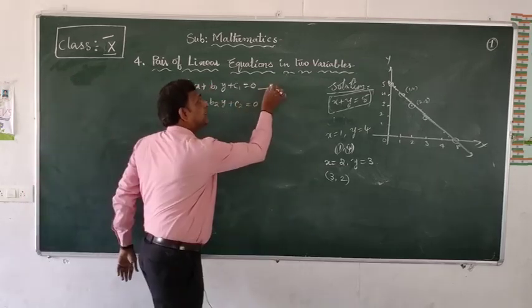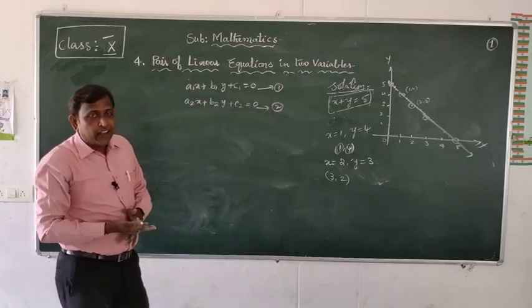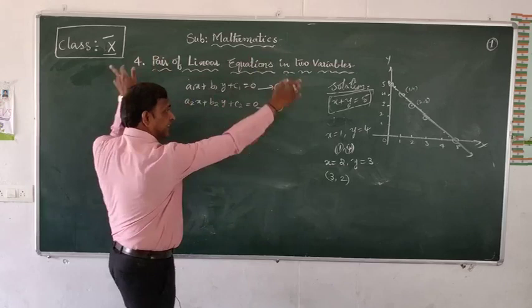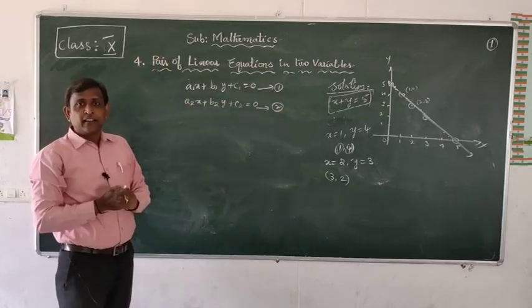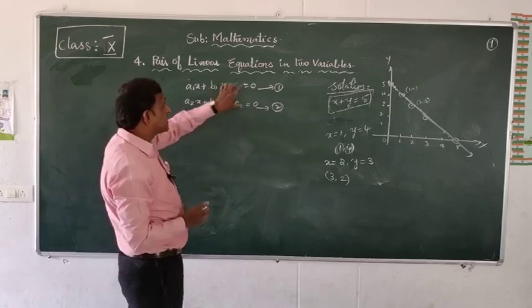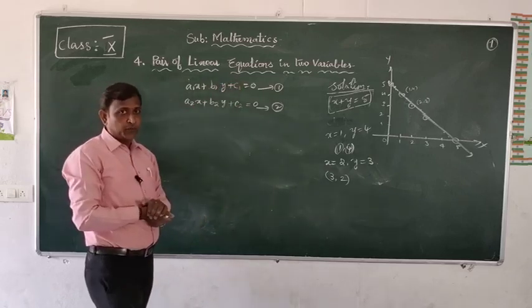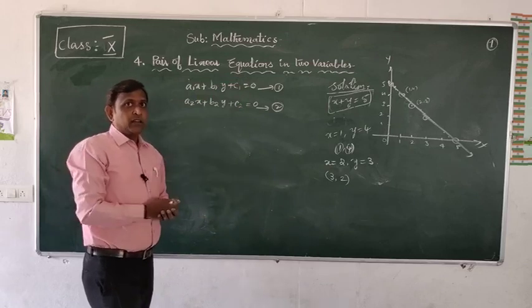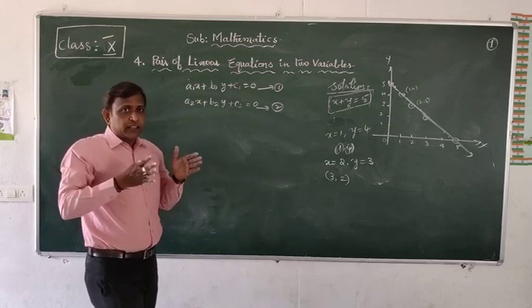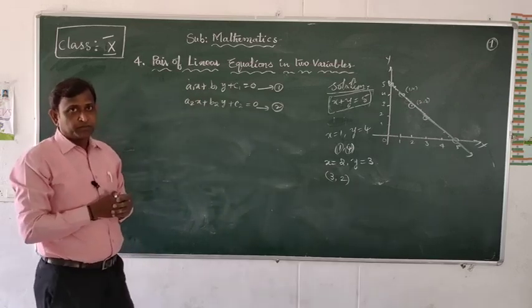One equation is representing one straight line. This is also representing another line. Both the lines are on the same plane. Now we have to understand what is the solution of this pair of linear equations. What is the meaning of this pair of linear equations? How many different types of situations are possible in this particular situation?